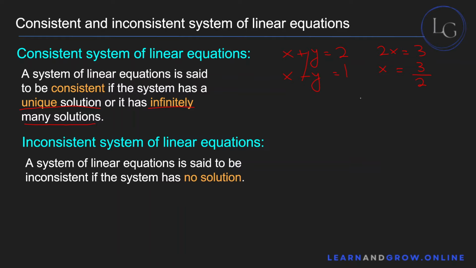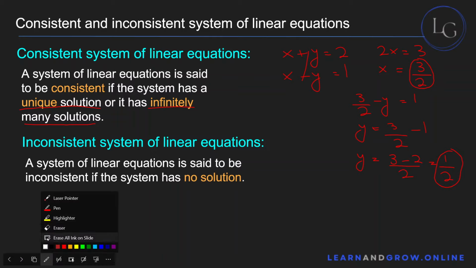You get 3 over 2 minus y is equal to 1. y is equal to 3 over 2 minus 1. So y is equal to 3 minus 2 over 2, which is equal to 1 by 2. So you get two unique values. You get 1 over 2 for y and 3 over 2 for x. So these are unique solutions.